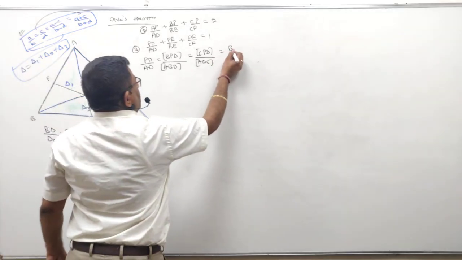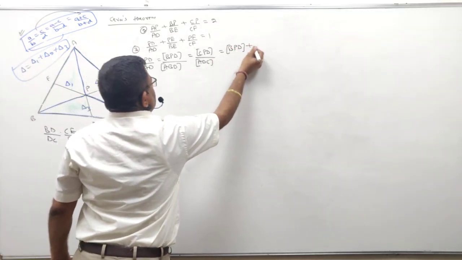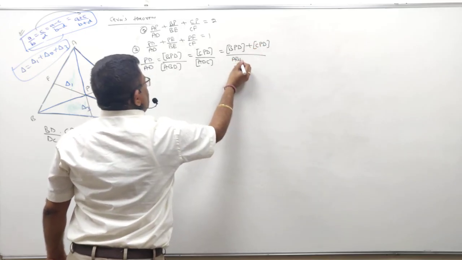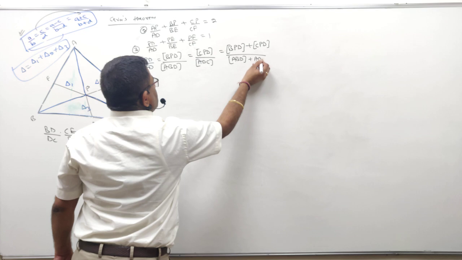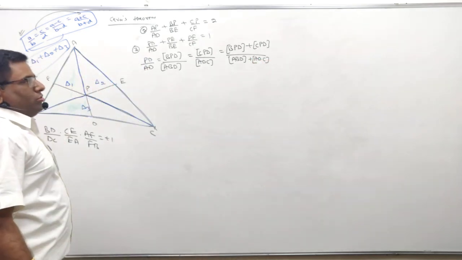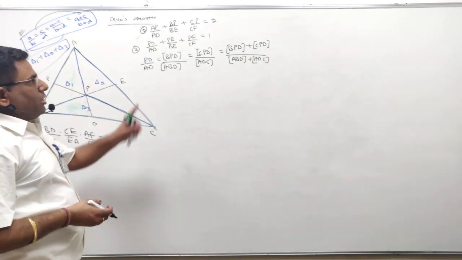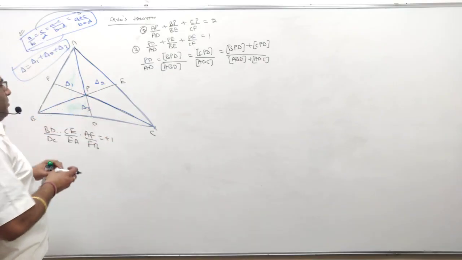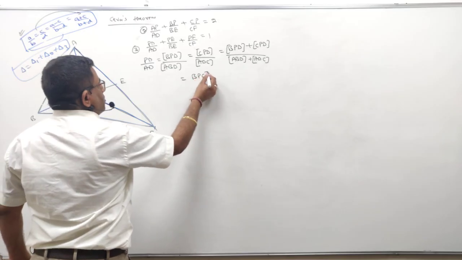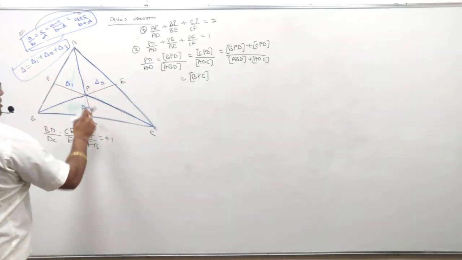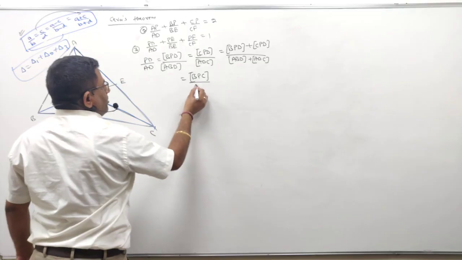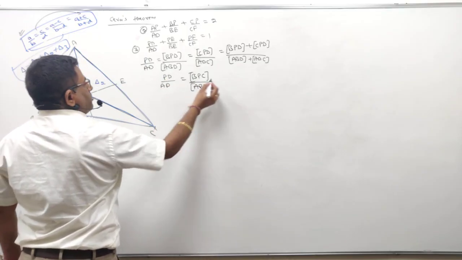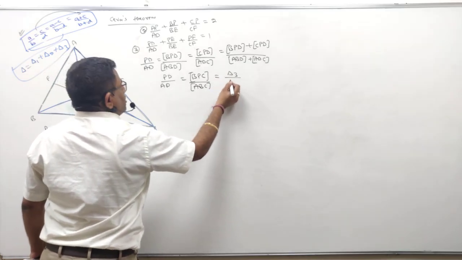So this becomes area of triangle BPD plus CPD upon ABD plus ADC. This is one of my favorite results. I am using this result in many of the problems for pre-RMO. When I give you the problems for area, I use this result frequently. So BPD plus CPD becomes area of triangle BPC, and ABD plus ADC becomes area of triangle ABC.